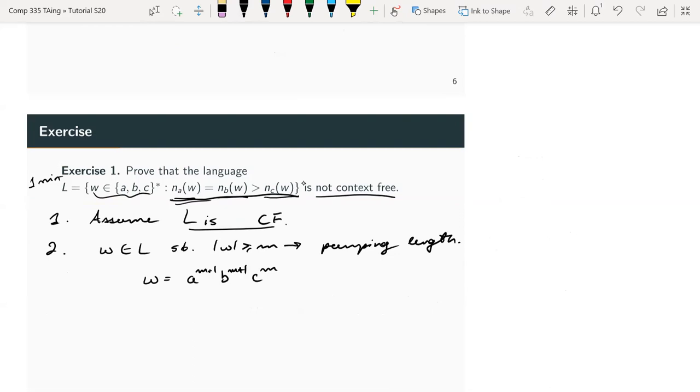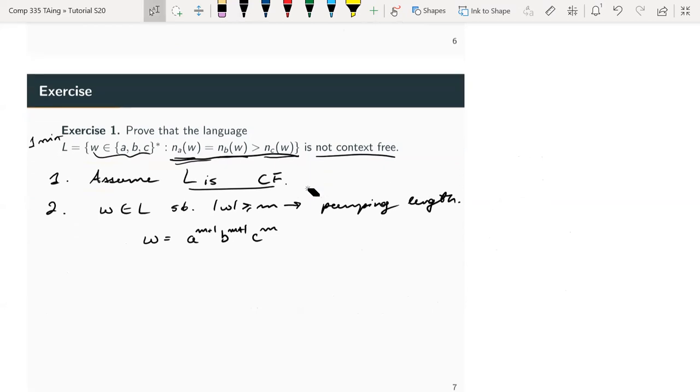So what do I have here? I have W, so I've picked my W as A^(M+1) B^(M+1) C^M, okay? I know that that's probably the hardest part. Really practice and also trying to recognize patterns, that's probably the best way to go.